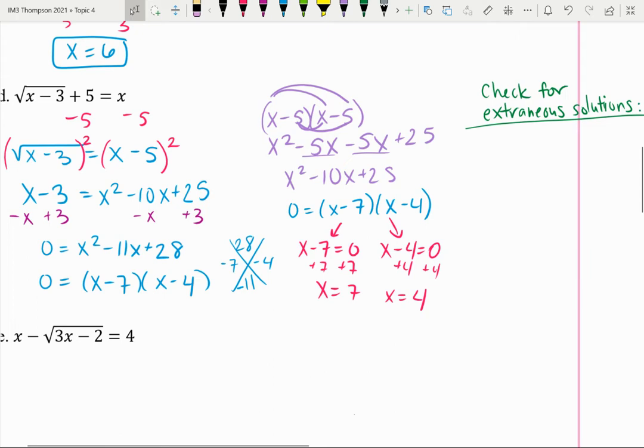You could do this for every problem. My rule of thumb would be to do it at least for every problem that has more than one answer. So I'm going to go back to my original square root of x minus 3, and I'm going to plug in a 7 for x. And I want to know if the left side equals the right side.